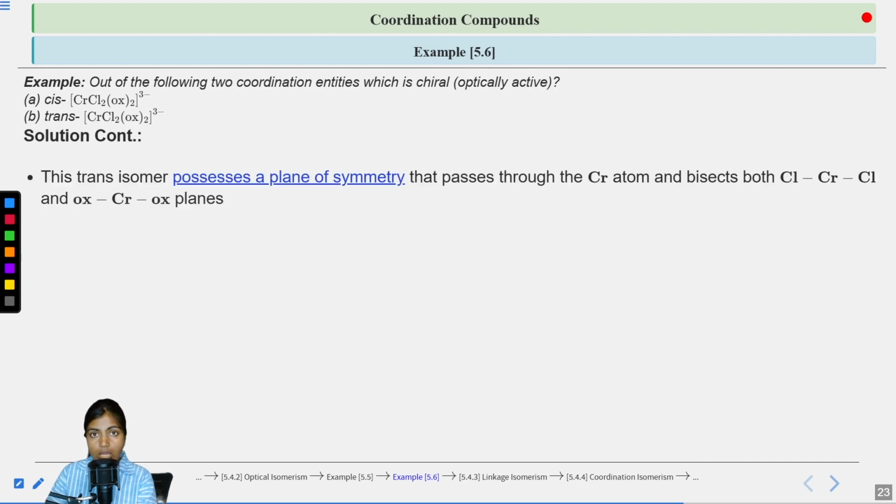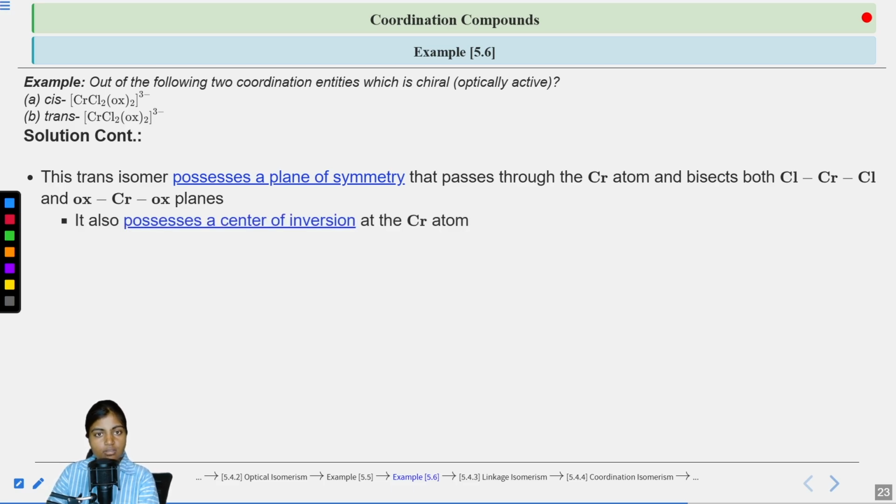Now this trans isomer possesses a plane of symmetry. Here the plane of symmetry is present because the horizontal plane is going to divide the two chlorine atoms equally, right? So the trans isomer possesses a plane of symmetry that passes through the chromium atom. That horizontal plane passes through the chromium atom and bisects both the chlorine-chromium-chlorine and oxalate-chromium-oxalate planes. So that's why there is a plane of symmetry.